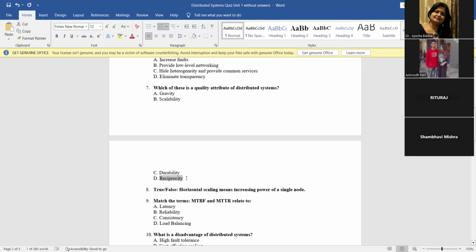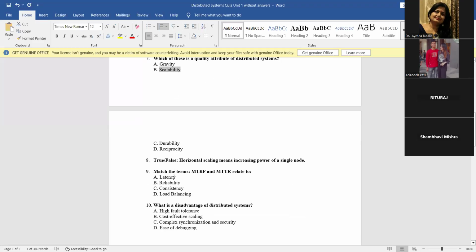So that is actually not a very quality attribute of a distributed system, but yes, it can be achieved by a distributed system. If this is not provided, we can't say that this is not a distributed system. But if scalability is not provided, then definitely this is not a distributed system. Hence the answer is B. But of course, all these other qualities are also provided by a distributed system if extended.